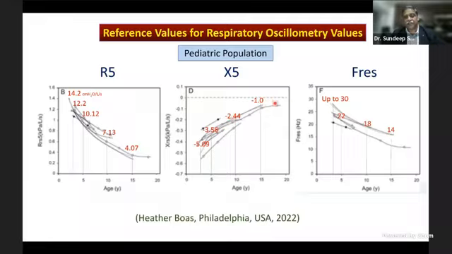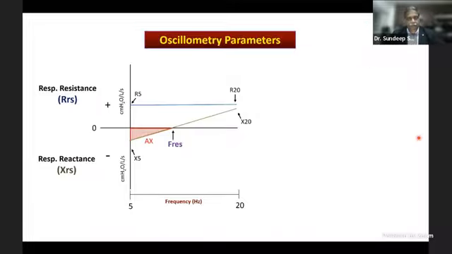15-year-old, it's -1, and then it's a flat line after that. Resonant frequency in children is very high, up to 30 hertz. As you age, the resonant frequency drops down, and in adulthood, it's about 8 to 12. So the only point I wanted to make was that in children, you need to have cutoff values for different ages or for different heights. But for adults, it is one single parameter.